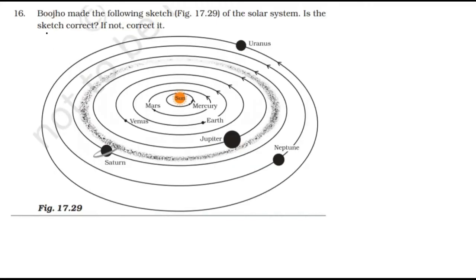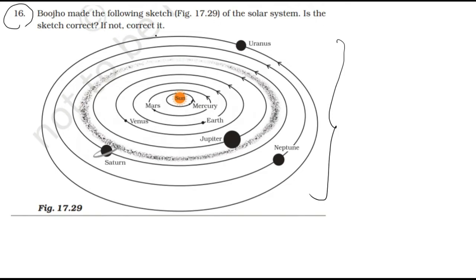Question number 16. This is a question on our understanding of the solar system. Bojo made the following sketch, right? This is taken straight away from your NCERT textbook of the solar system. Is the sketch correct?